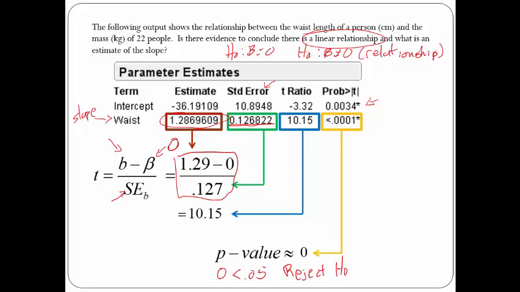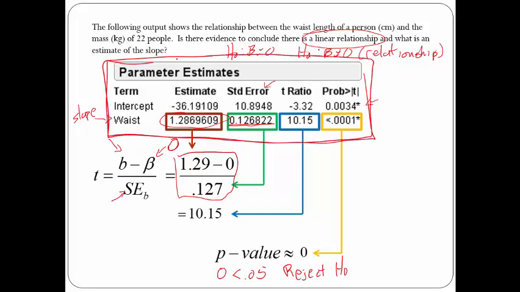So that's how you can run a test using the calculator. And with the data output, chances are you guys are probably going to get this table more than likely and have to run a test out of there, which is actually a lot easier for you guys. As long as you know how to read it, you'll be good to go.